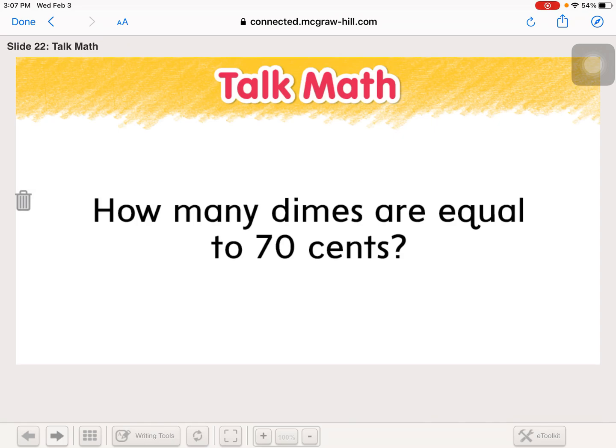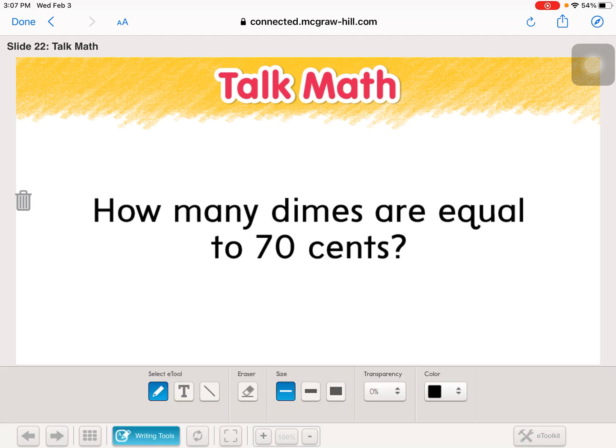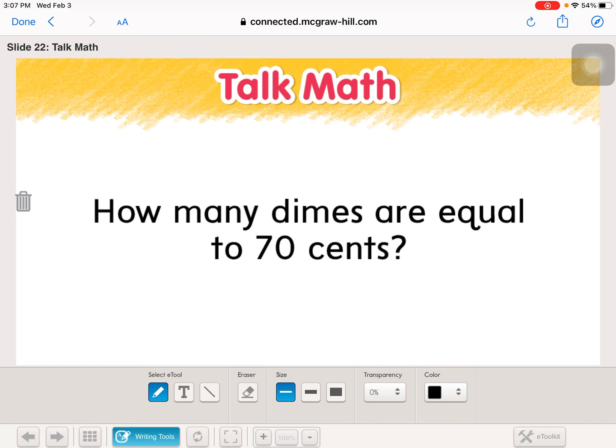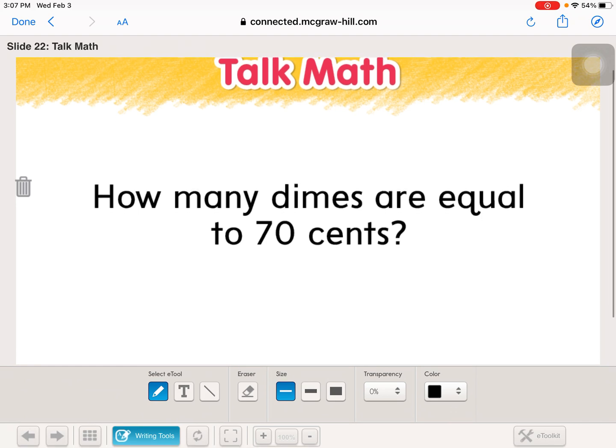How many dimes are equal to 70 cents? So how many dimes would we need to make 70 cents? Well, dimes, remember, are worth 10 cents. So if we take 10 cents and we count by tens, let's see how many it takes us to get to 70. 10, 20, 30, 40, 50, 60, 70. So 7 dimes is going to equal 70 cents.